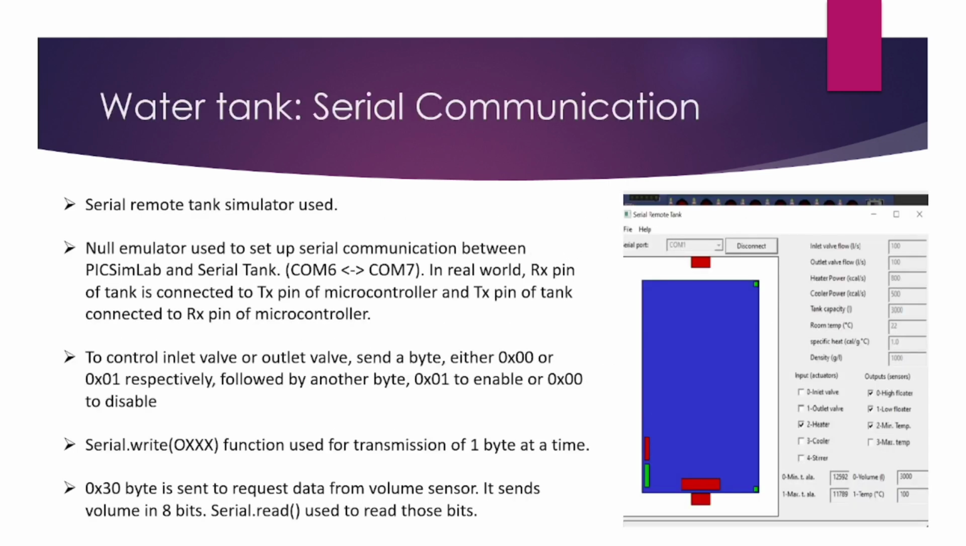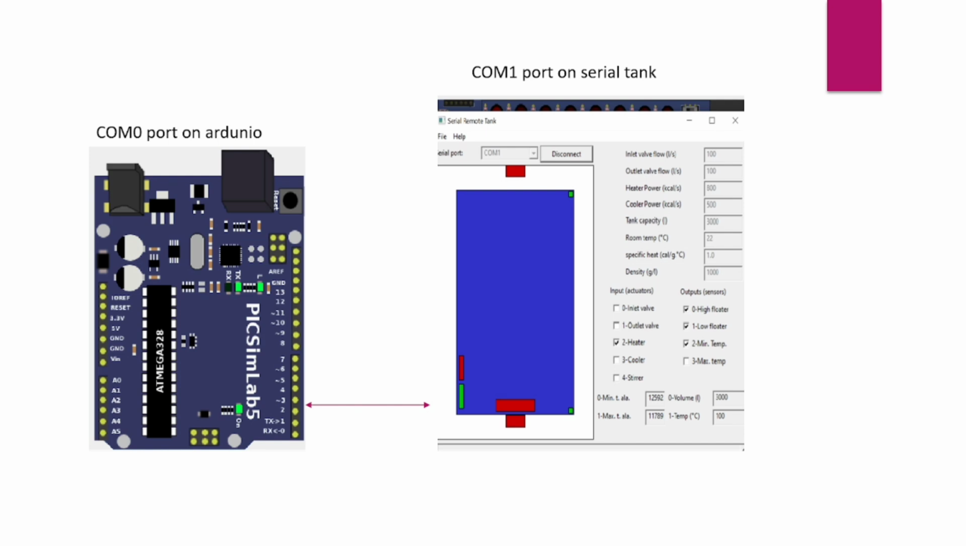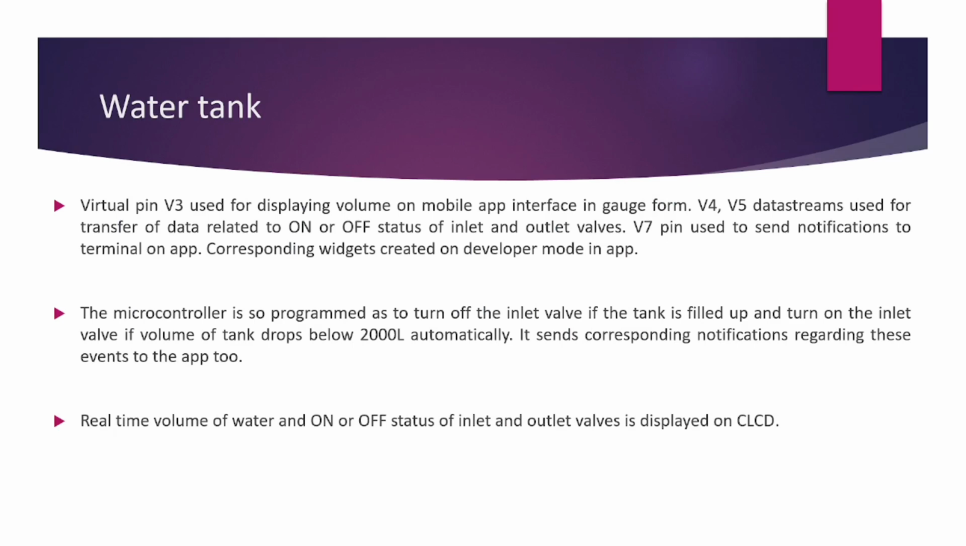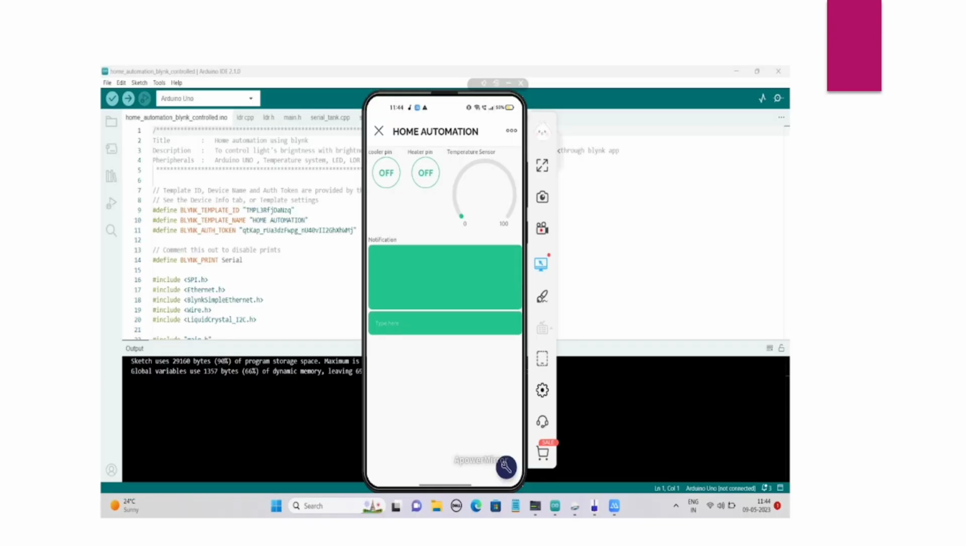Water tank. We will monitor the water tank through serial communication. This is the serial port connection made between the Arduino controller and the serial tank. This is the snapshot of the overall working of the project. And this is the snapshot of the mobile Blynk IoT app. And you can see the widgets created for our project.